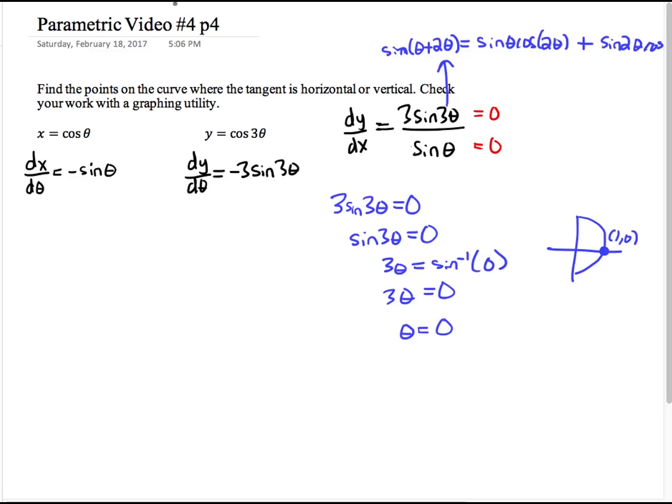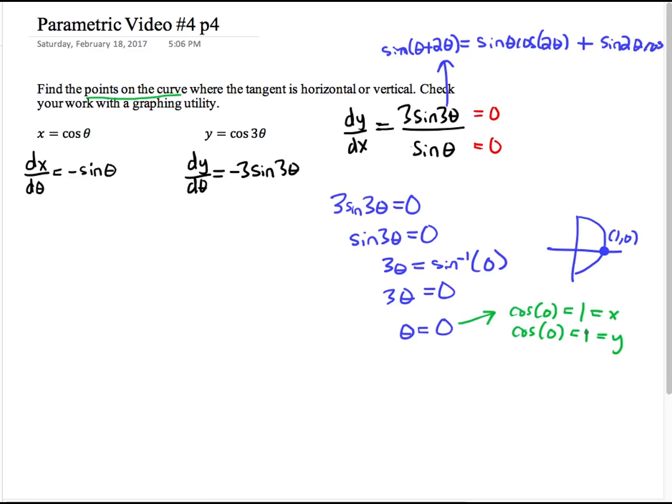Oh yeah, they asked us, of course, to find the points on the curve. That's not a point on the curve, that's where the parameter makes that happen. So I put this back into the curves, and I'll get cosine of 0, which is 1, from that right there, right? And then I'll have cosine of 3 times 0, which is also 0, which is 1. So that's going to be x, and that's going to be y.